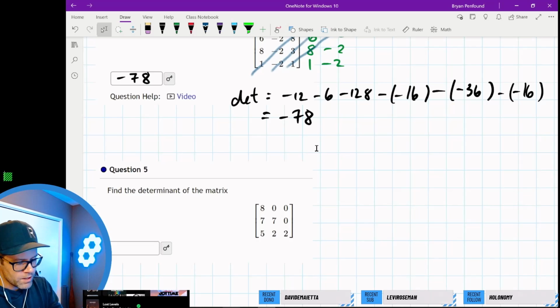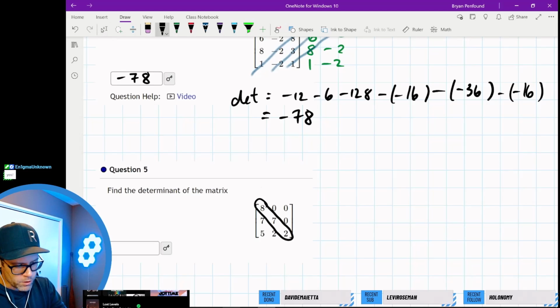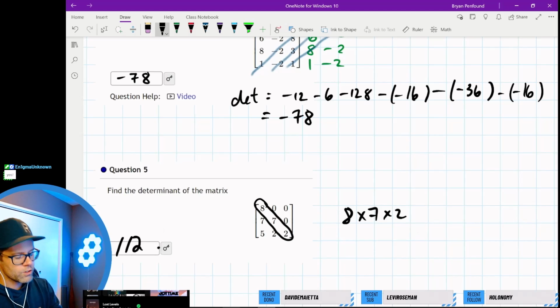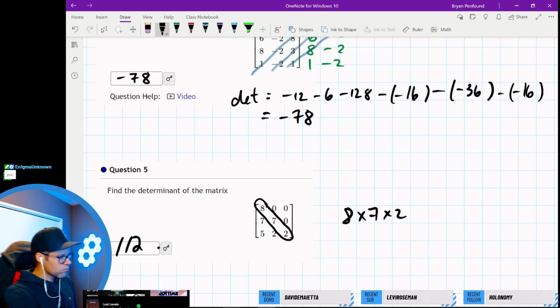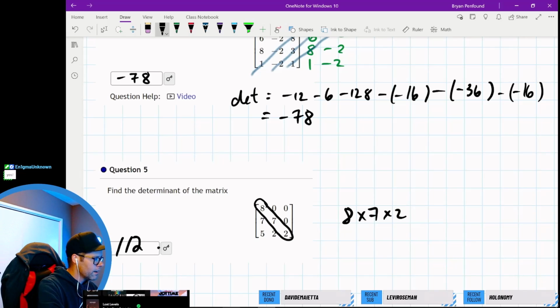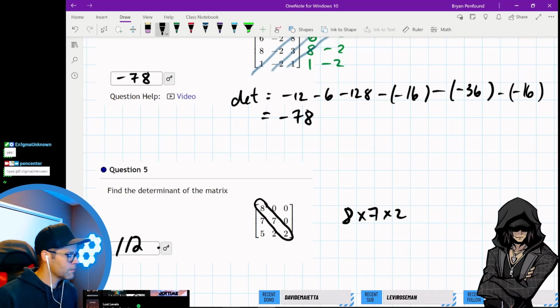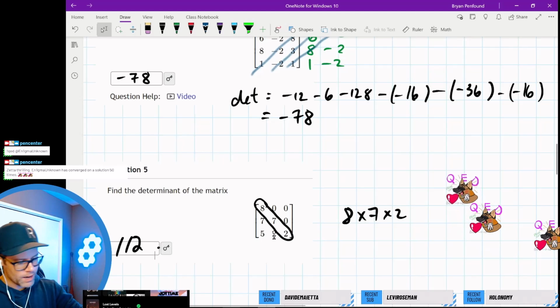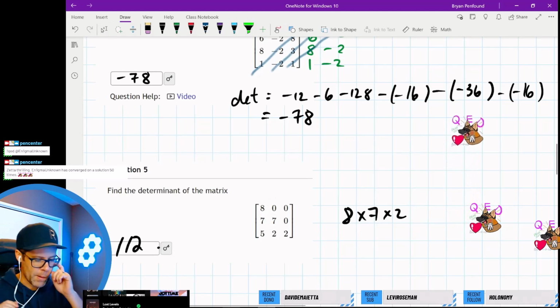All right, question 5. This is a lower triangular matrix. We are going to go ahead and just multiply the numbers on the main diagonal. 8 times 7 times 2. So we need 56 times 2. That's 112. Enigma is correct. Yes, question 4 will have an inverse. Congratulations on scoring the first QED point of the night. Nicely integrated. Of course, question 5, this matrix will also have an inverse because its determinant is not 0.